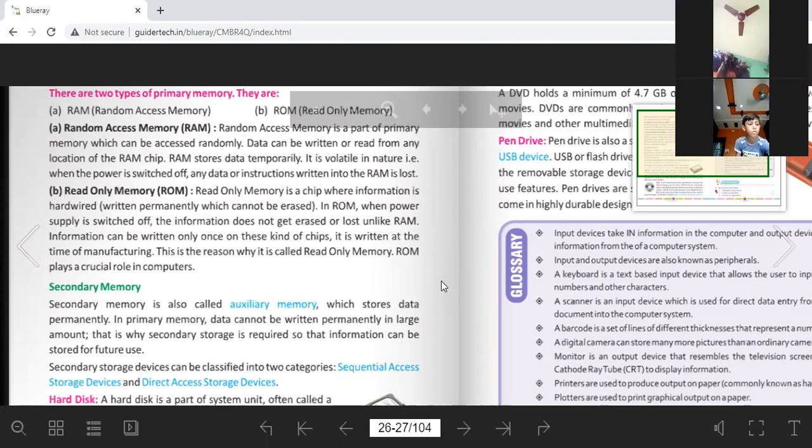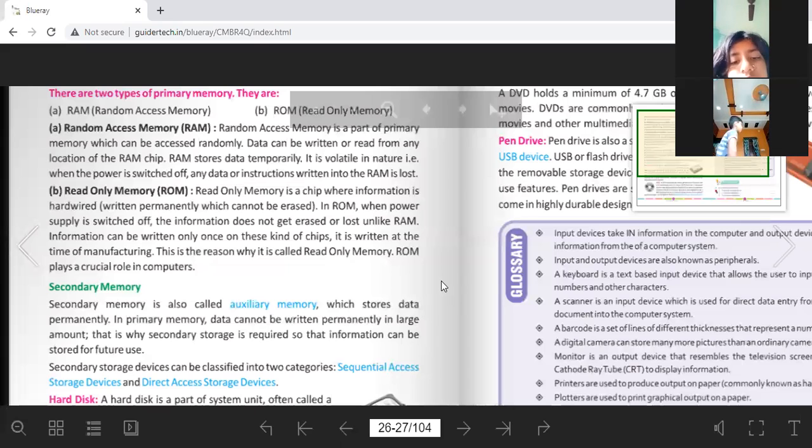So the word random itself says that if we are working on some data, we put the data for a few minutes, for a short time. It is a part of primary memory. You can say it works like a desk for the computer where we can store any data for a short period of time. The data stored here is on a temporary basis.